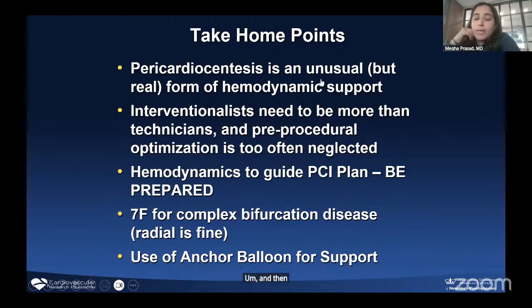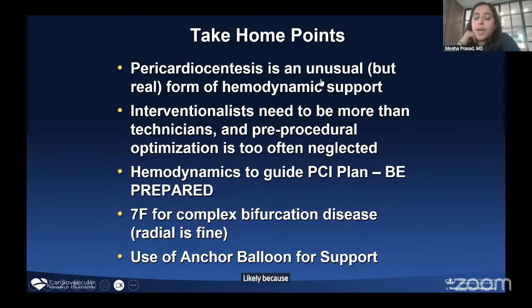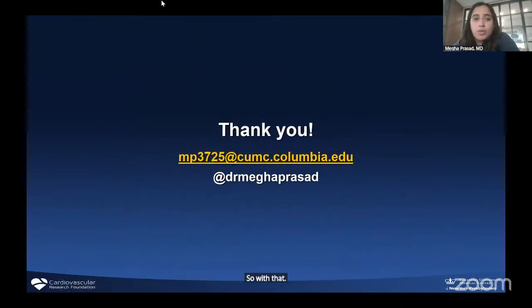And then from a CKD standpoint, hydration and waiting till the patient is ready from a kidney standpoint can make a huge difference. This patient actually had an improvement in their creatinine, likely because of hydration, to 1.2, and was discharged and followed, and 6 months later had a creatinine of 1.0 with no residual symptoms. So with that, I will turn it over for any questions.